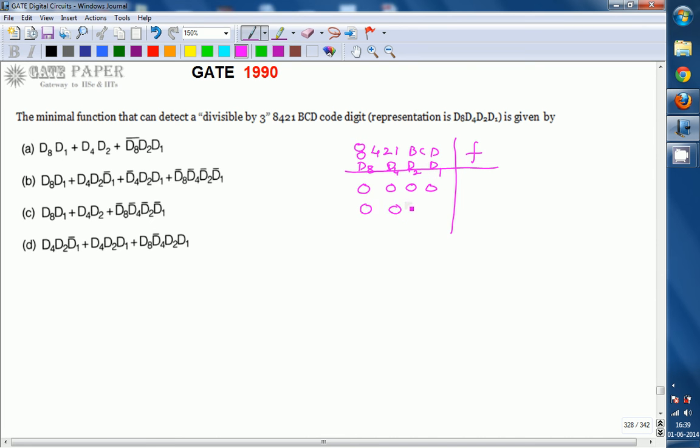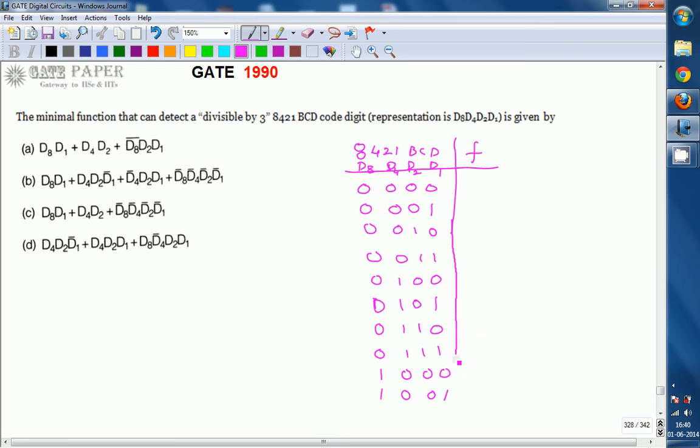The possible combinations are 0000, 0001, 0010, 0011, 0100, 0101, 0110, 0111, 1000, 1001. These are the possible BCD values. BCD is binary coded decimal, so decimal values are coded into binary and represented with 4 digits. So f is going to be 1 only for the number which is divisible by 3.